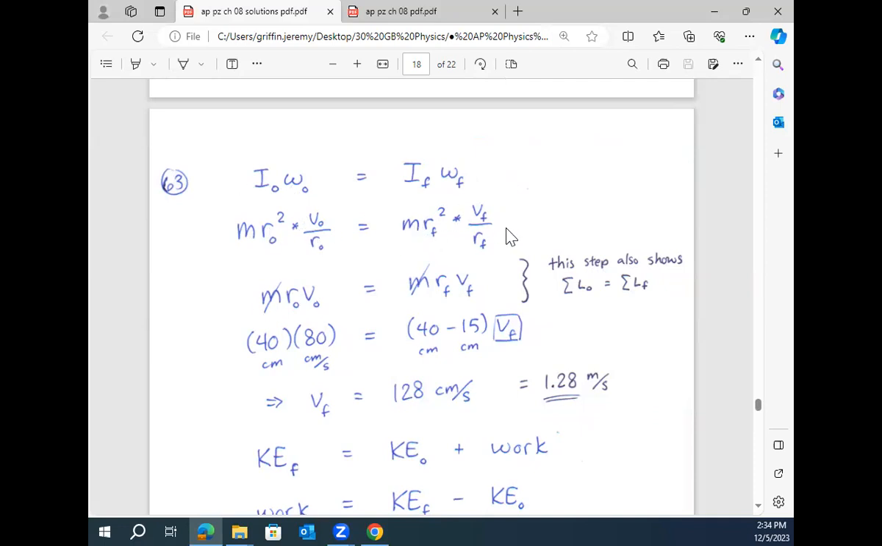Oh, hey, look at this line. MVR equals MVR. Now, I gave that to you as a fact that angular momentum of a point mass was MVR. But here it is kind of derived. Look, it's derived right here, starting from I omega. Plug in values, you get the new speed.